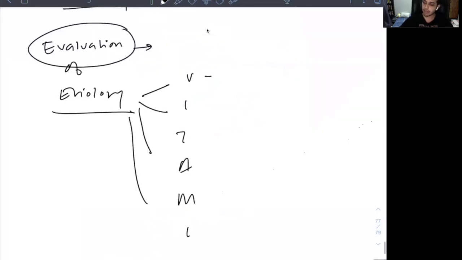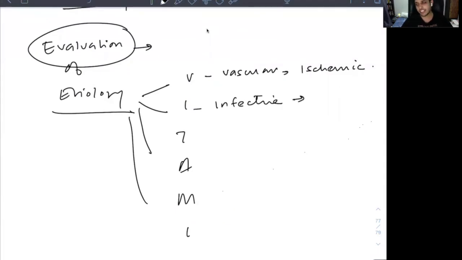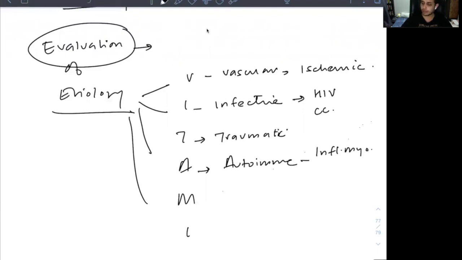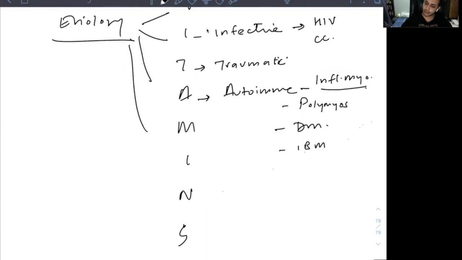So you can have a vascular cause. That means there could be ischemic damage to the muscle. Infective. So there are certain infections, like certain parasitic infections, that can cause myopathy. Cysticercosis can cause myopathy. HIV can cause myopathy. Traumatic injury to the muscle can happen. Autoimmune causes such as inflammatory myopathy. So inflammatory myopathy is polymyositis and dermatomyositis and inclusion body myositis.